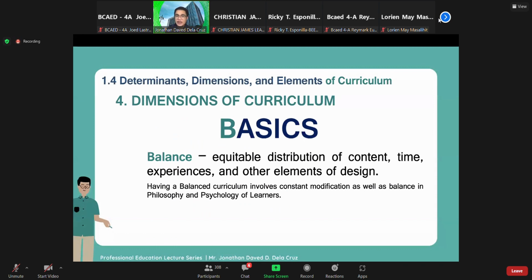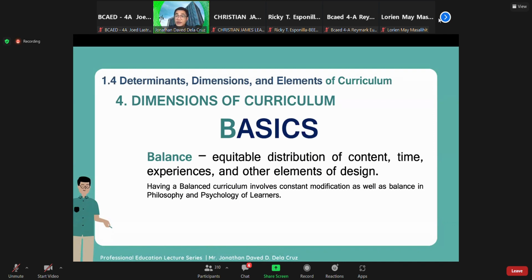Basics. Okay. B stands for balance. So equitable distribution of content, time, experience, and other elements of design. So having a balanced curriculum involves constant modification as well as balance in philosophy and psychology of learners. So tatandaan natin, no, we do not concentrate the difficult subjects only in 1-year level.